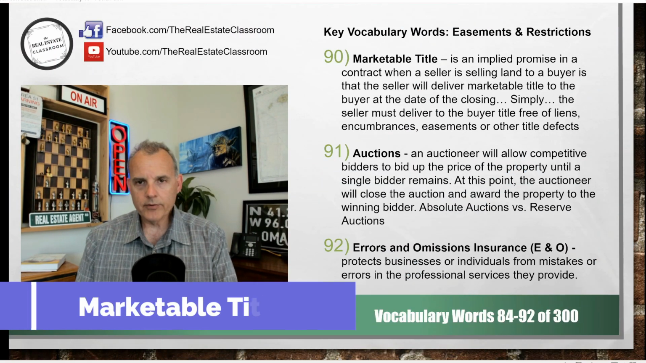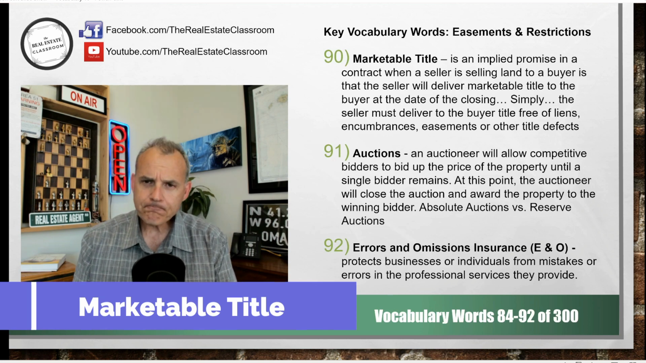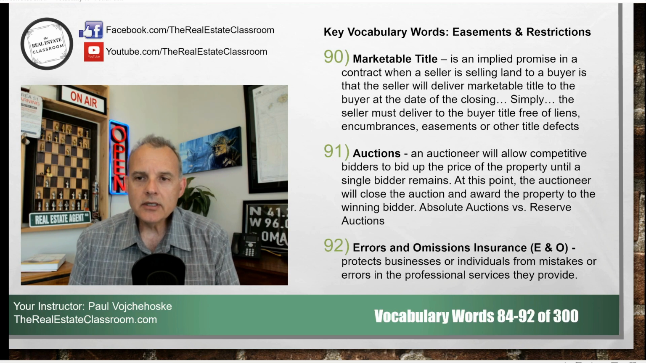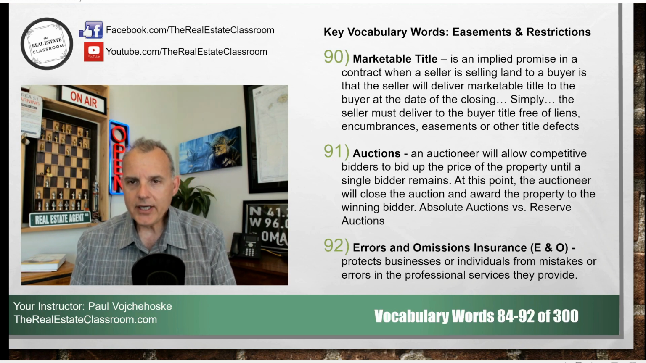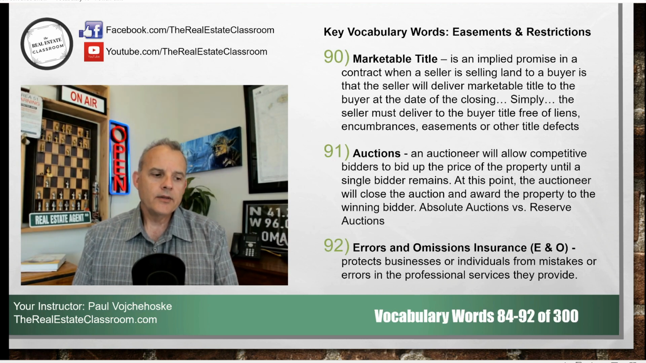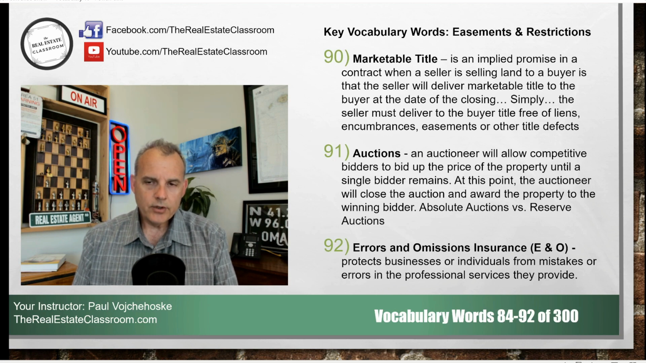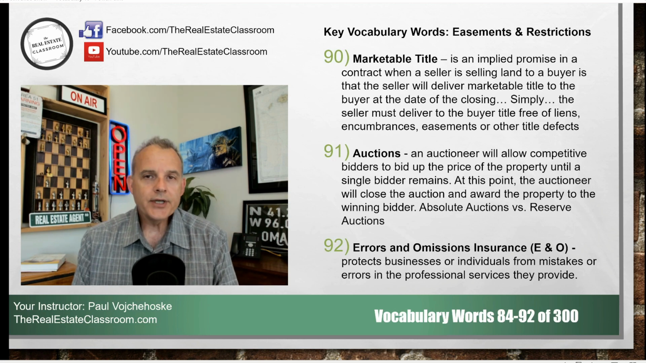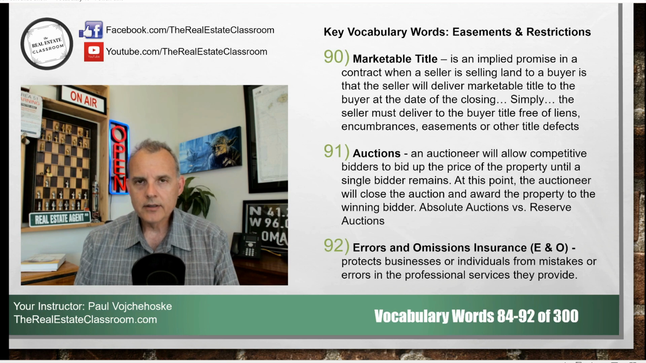Number 90 is marketable title. Hear that term a lot in the real estate world. So let's look at the legal definition. Legal title is an implied promise in a contract when a seller is selling land to a buyer that the seller will deliver marketable title to the buyer at the date of closing. So what does all that mean? Well, here's what it simply means. The seller must deliver to the buyer free, clear, marketable title, meaning a title, remember ownership, title, free of any liens, any encumbrances or easements or other defects such as lawsuit at closing. That is basically free, clear, marketable title.